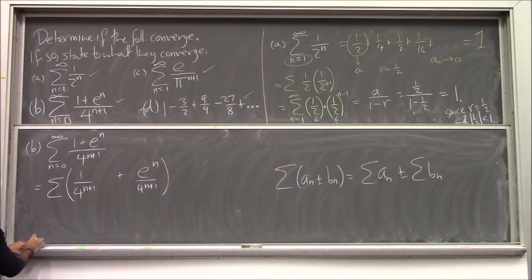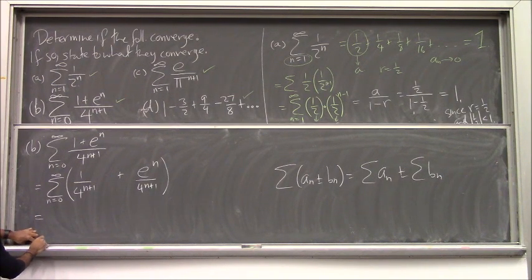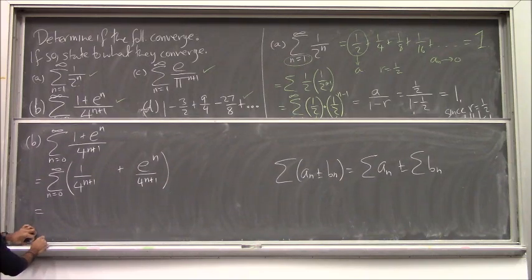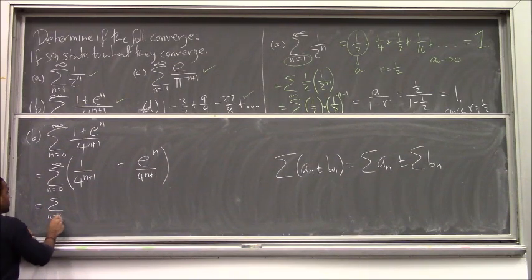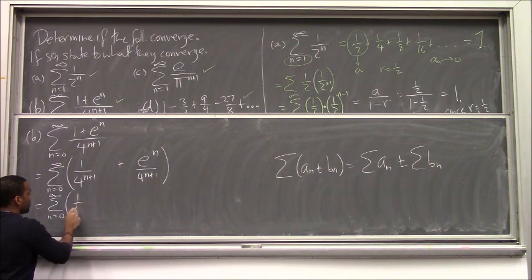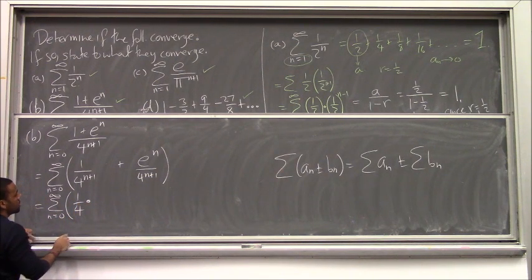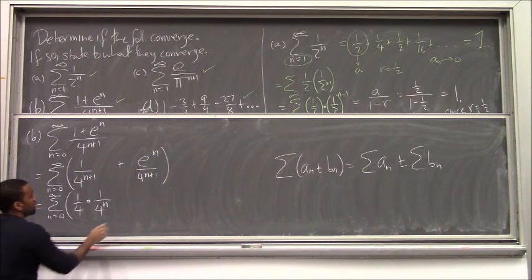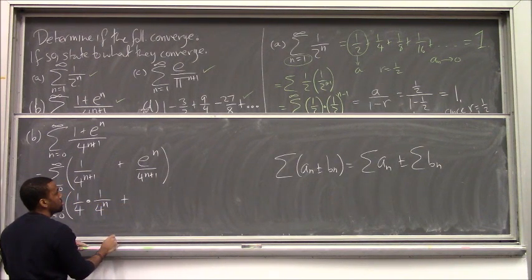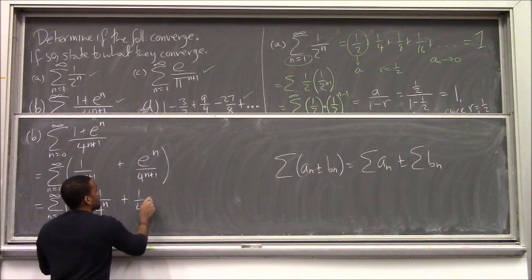So what is this guy? Starts at n equals 0. So that one is 1 quarter, and a is 1/4. So it's 1/4 times 1/4 to the n, 1 over 4 to the n, plus, and then that is 1/4 times e over 4 to the n.